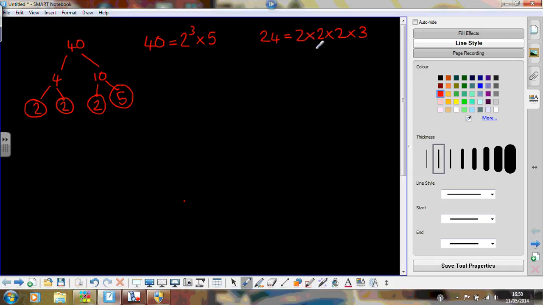And if you look at both of these numbers, they both have 2 cubed. So they both have 2 cubed, which is 8, and 2 cubed here, which is 8. There's nothing in common with the 3 and the 5, so we're not going to use that. So the highest common factor for 40, the biggest number that will divide into 40 and 24, is 8, which we've got from doing 2 cubed.